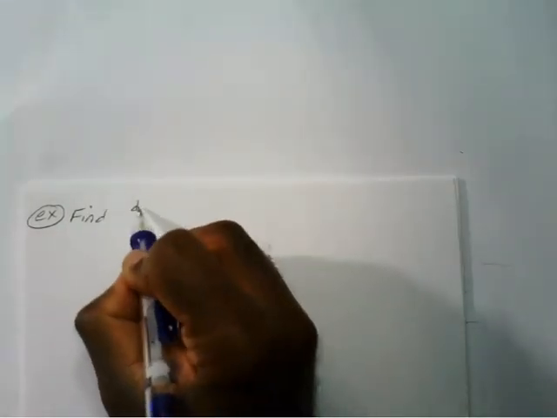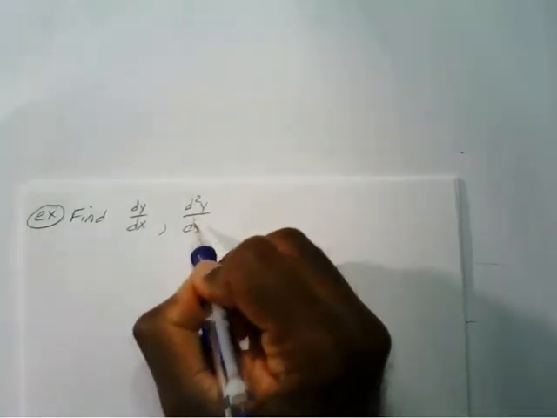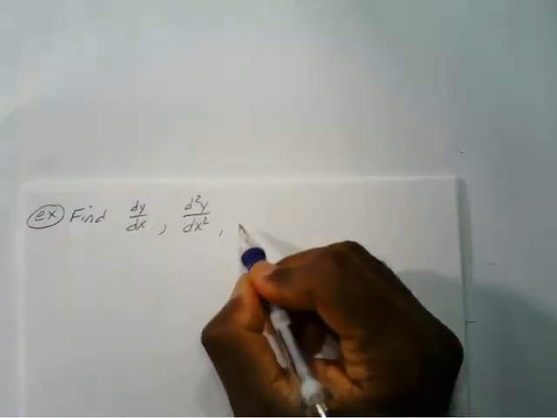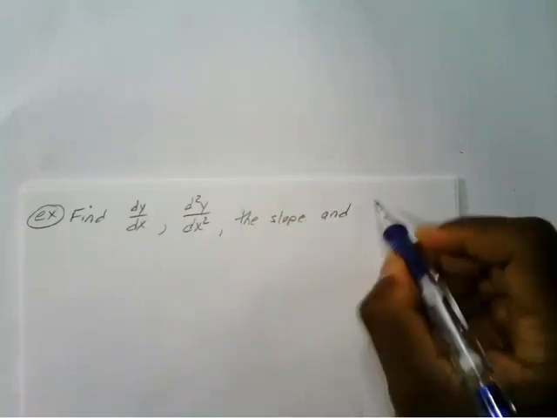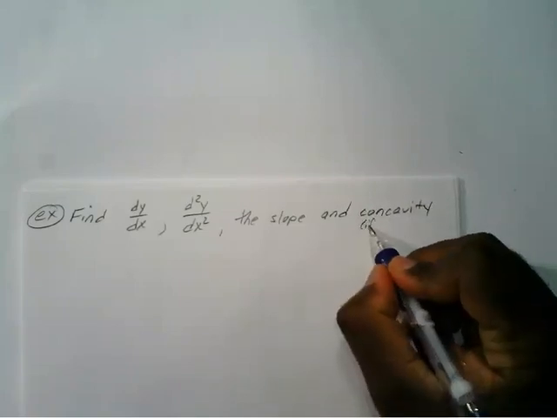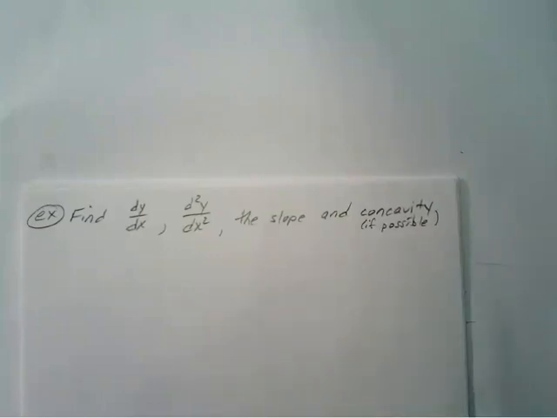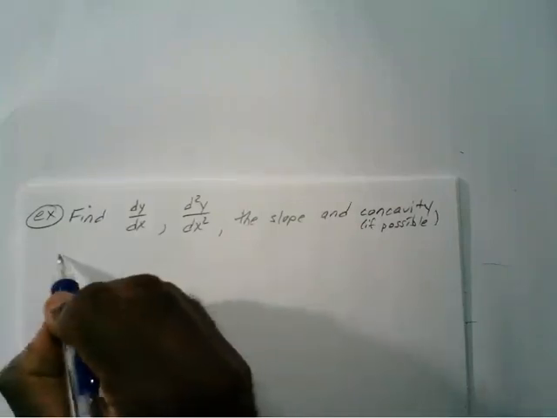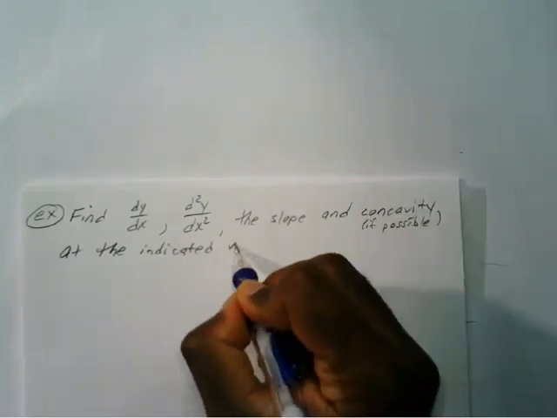Okay, so let's say, for example, we want to find dy/dx, the first derivative. We want to find our second derivative. Then we want to find the slope and concavity. And with this one, that's if possible, because not every question will be able to have the concavity found at the indicated value.